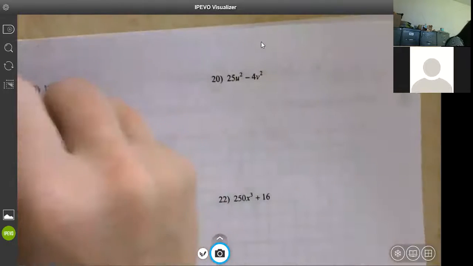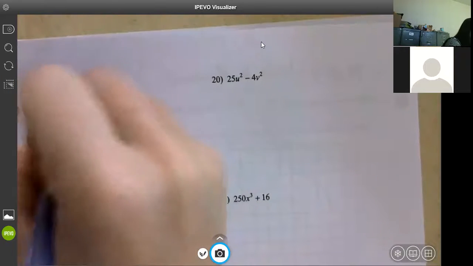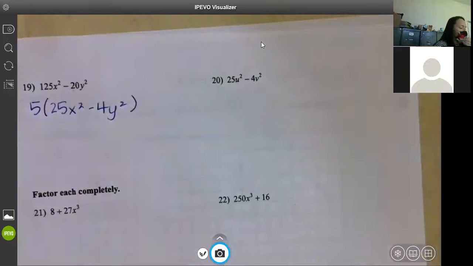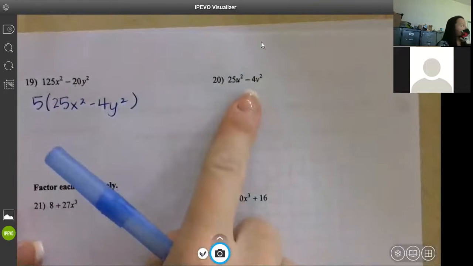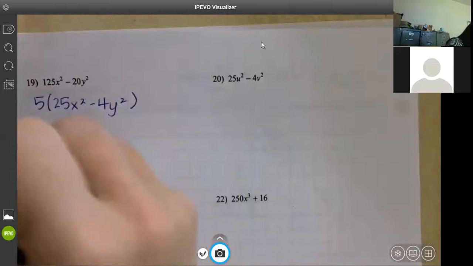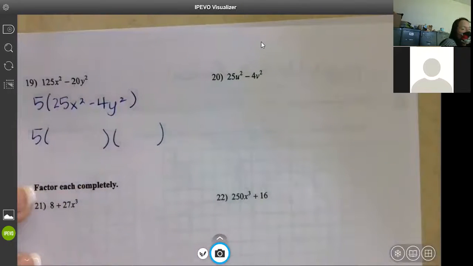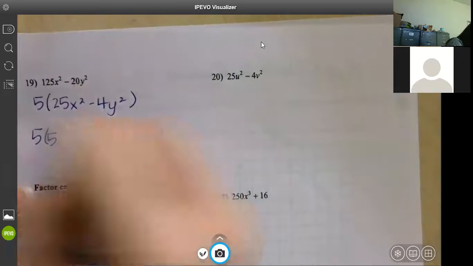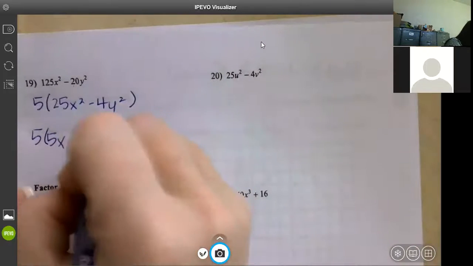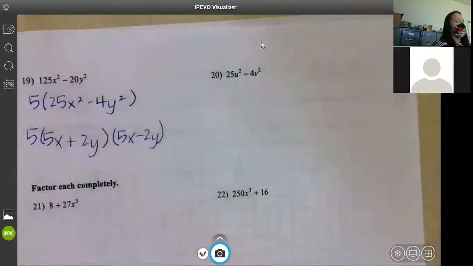That's exactly how I think about it. Okay, so on this one, I would pull out 5. I would get 25x squared minus 4y squared, which is exactly what this one is, just with different letters. Okay, so 20 looks just like this one, just without a GCF. 25 breaks into 5 and 5, and they have an x. 4 breaks into 2 and 2, and it has a y. 1 is positive, 1 is negative.